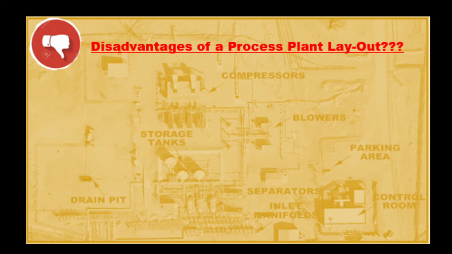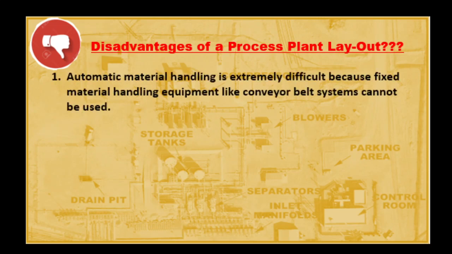So, for the disadvantages, automatic material handling such as conveyor systems is extremely difficult because fixed material handling equipment like conveyor systems cannot be used. So, ang problema natin dito, unlike sa tinutukoy nating product plant layout, sa product plant layout kasi generally straight. So, ibig sabihin, na-identify natin yung pinaka-open, yung pinaka-start as well as yung finishing end. So, in this case, since nandoon yung possibility ng backtracking o pabalik-balik na sistema, it would prove to be difficult supposedly kung maglalagay tayo ng isang conveyor system.